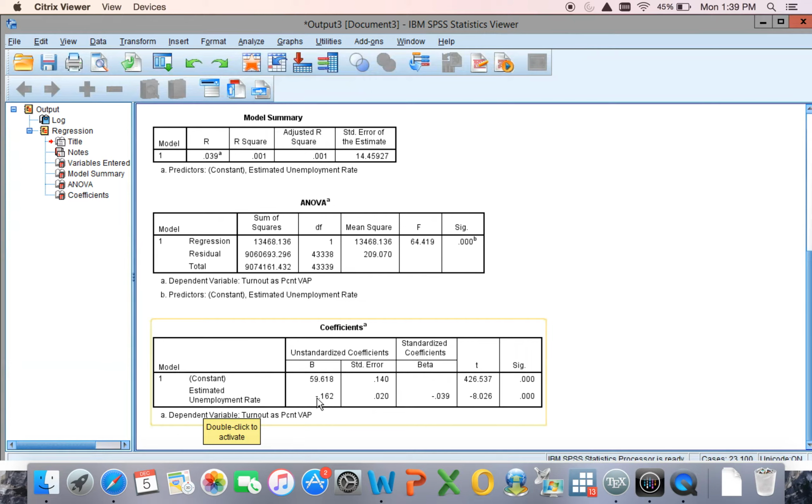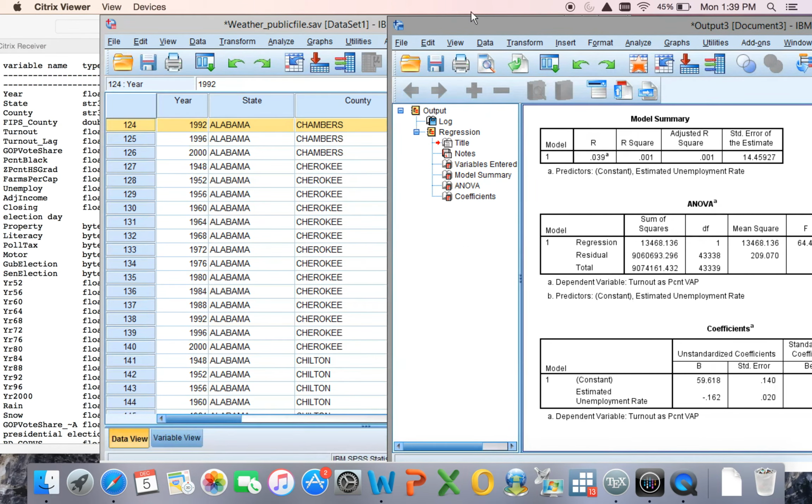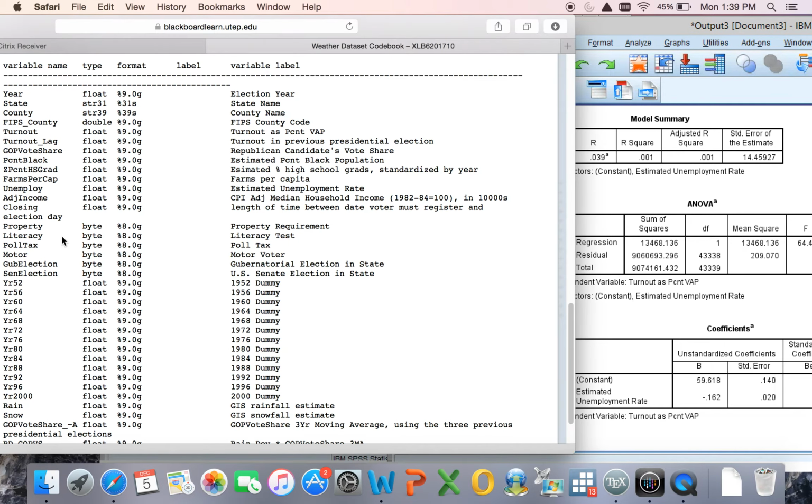Now we know that turnout is not only a function of unemployment rate, but all kinds of other variables. If we go back to our codebook, other important variables that we'll consider is the turnout lag variable, or the turnout in the previous presidential election. Counties that have high presidential election turnout for previous elections, that's probably a pretty good predictor of high turnout for the current election. So we should control for essentially voting history, or the likelihood that voters turned out in the past.